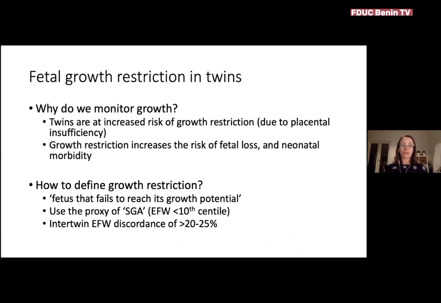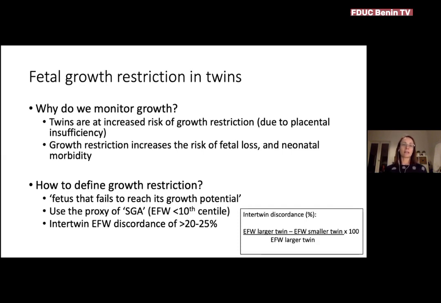And so we know that an inter-twin estimated fetal weight discordance of more than 20 to 25% is another part of the definition of growth restriction in twins. And the way to calculate the estimated fetal weight discordance is to use the difference in the EFW of each twin and divide it by the estimated fetal weight of the larger twin.